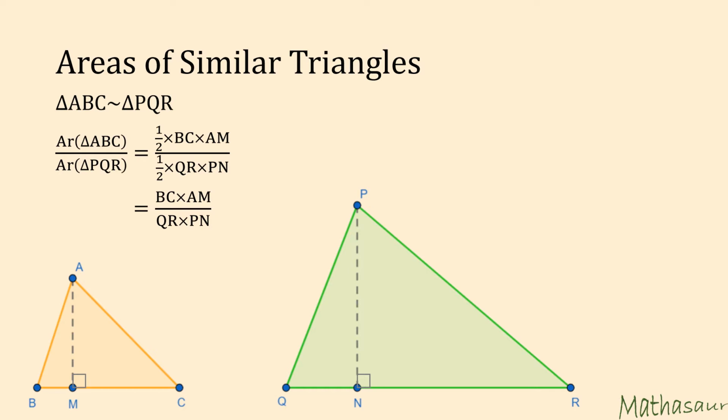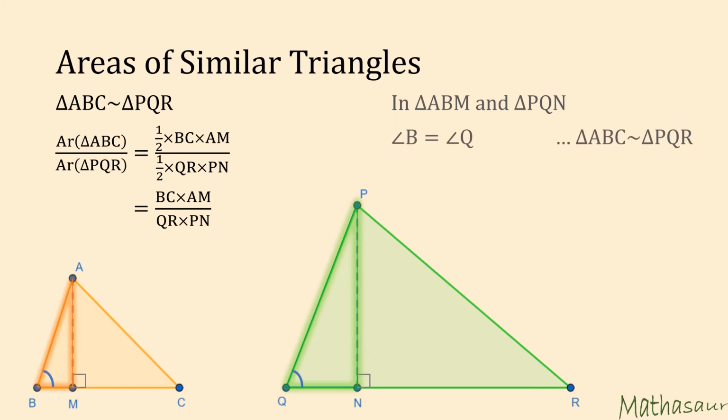Let us see if we can simplify this further. Let us look at the triangles ABM and PQN. Now we know that angle B is equal to angle Q, since the bigger triangles ABC and PQR are similar to each other, so all the corresponding angles would be equal. We also see that angle M would be equal to angle N, since both of these are right angles. So by AA similarity, we can say the triangle ABM is similar to triangle PQN.